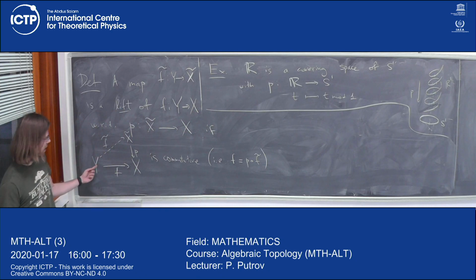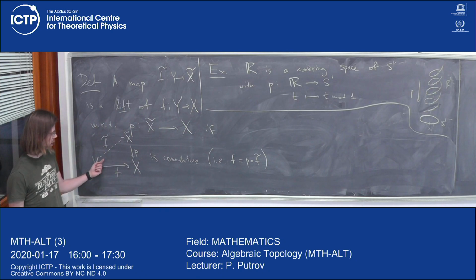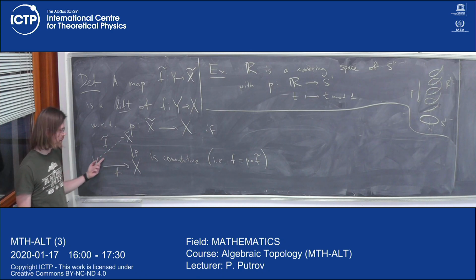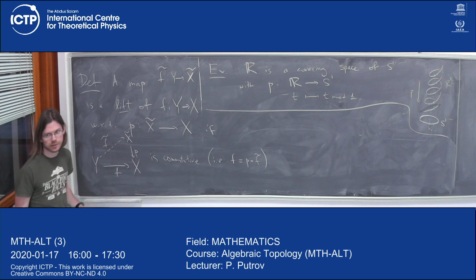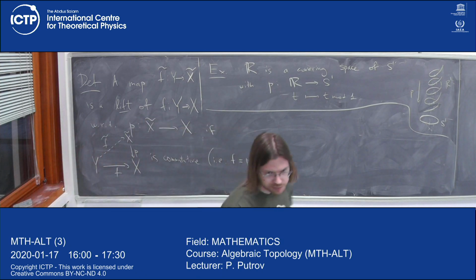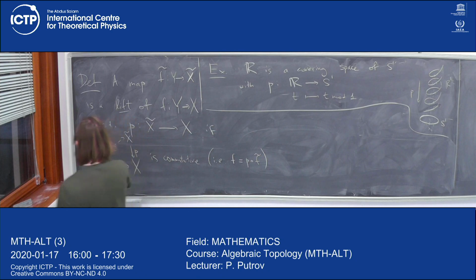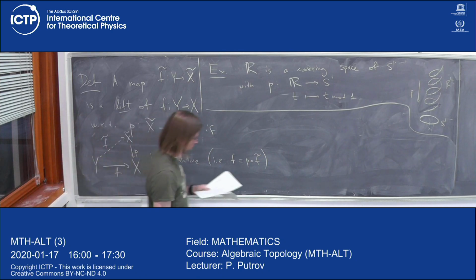The lift is usually denoted in these diagrams by a dashed arrow. This is because it might exist or might not exist. It is often a problem of lifting some function. That's why one often denotes it by the dashed one.